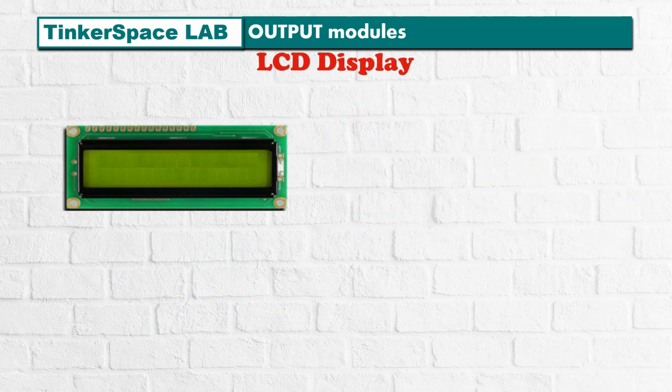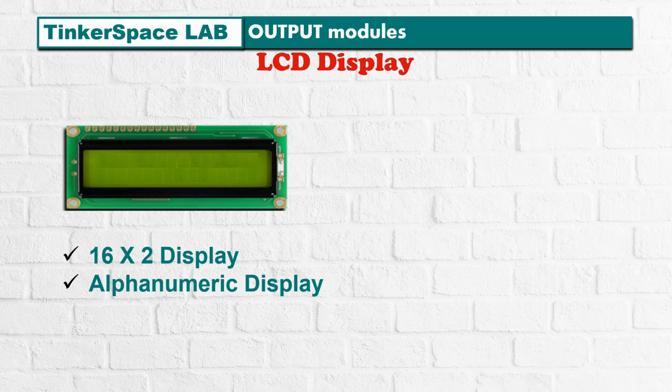LCD display. LCD displays are used to show text, numbers or simple messages. Features: it can display up to 16 characters per line on 2 lines, hence the name 16 into 2. Supports alphanumeric characters, meaning it can show both letters and numbers.